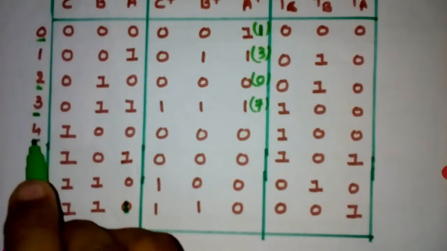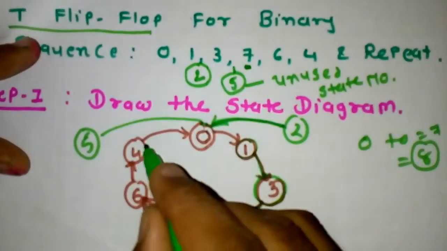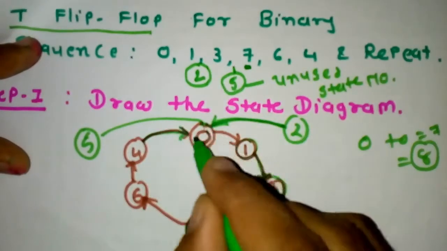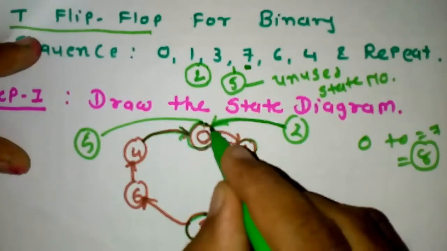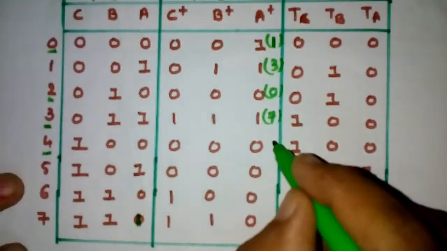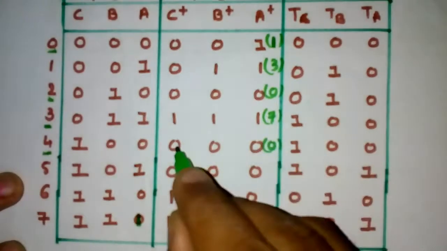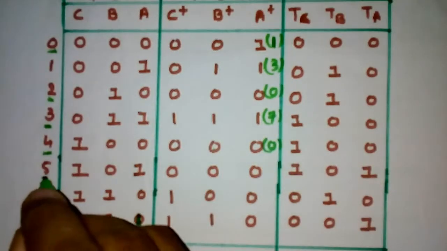After that state 4. What is the next state of 4? Next state of 4 is 0. So here the next state is 0, so 0 0 0.